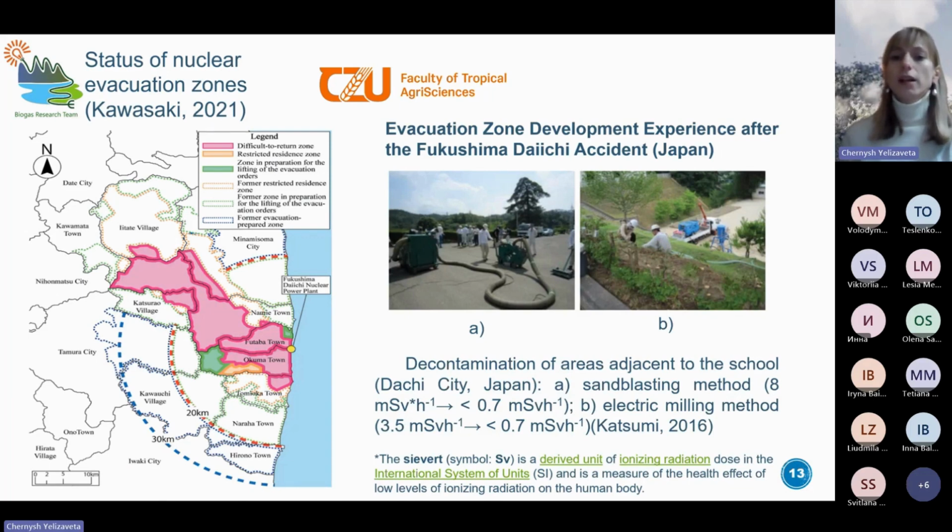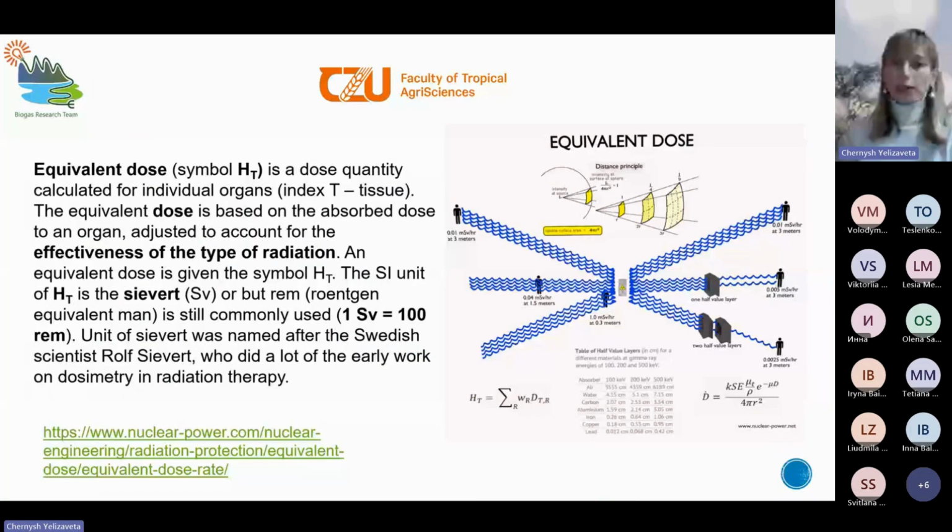As an example, there is the Fukushima accident in Japan. Such examples give new experience in this field and in how to locate areas related to this type of contamination. It gives a possibility to organize different areas and a buffer zone of the territory, and mostly it is connected with the evaluation of equivalent doses.